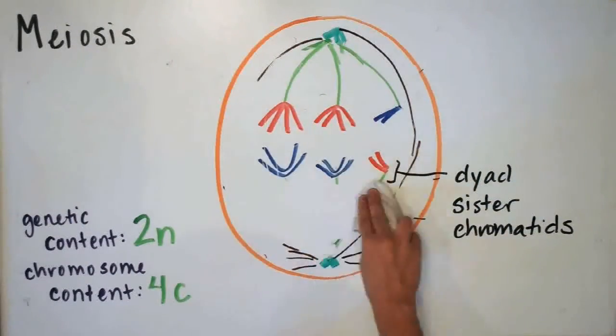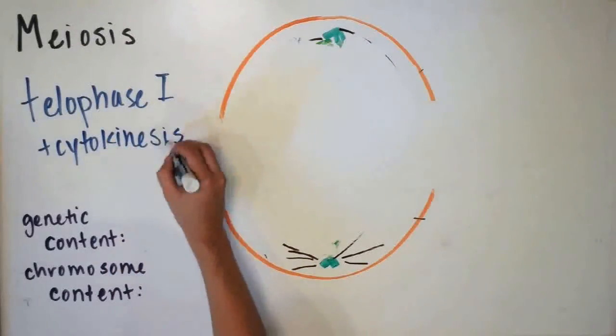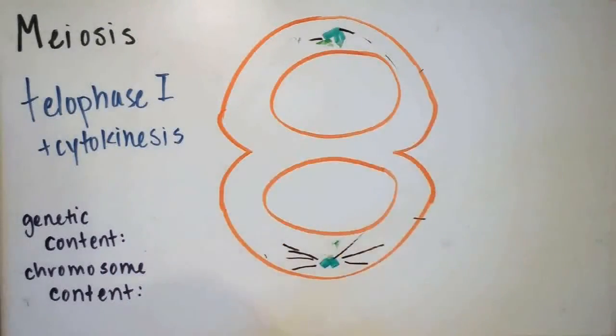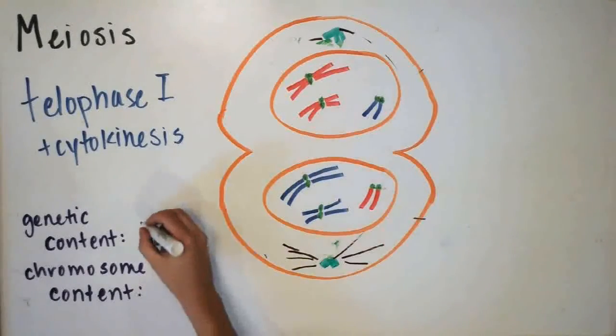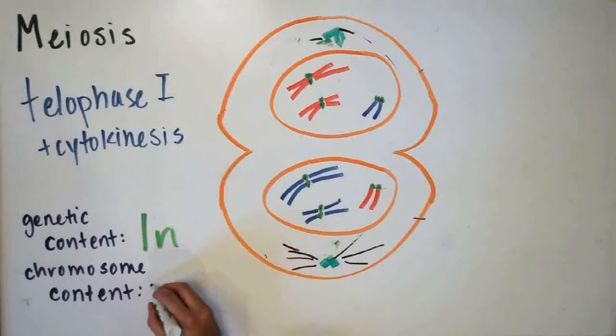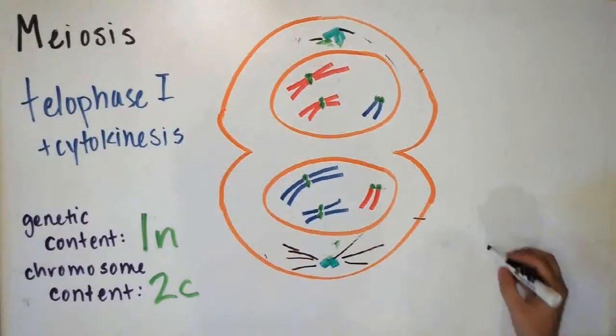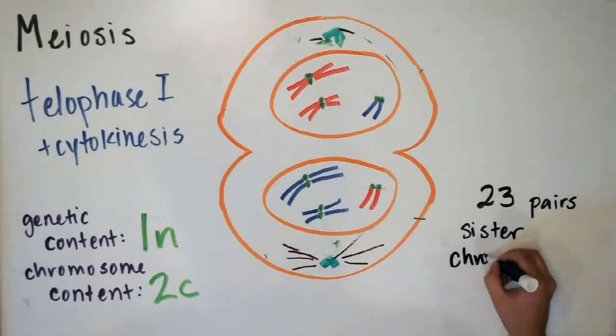In telophase 1, the chromatids decondense, the nuclear membrane reforms, and cytokinesis splits the cell into 2 cells, each with 3 pairs of sister chromatids. The genetic content of the cell is now 1N because the homologous chromosomes have been separated, so there is only one allele for a given gene, barring crossing over. The chromosome content of the cell has also been halved and is now 2C. In a human cell, there would be 23 pairs of sister chromatids at this stage.